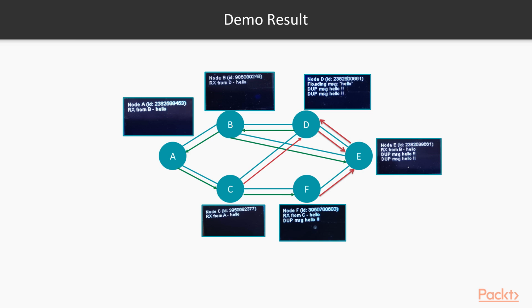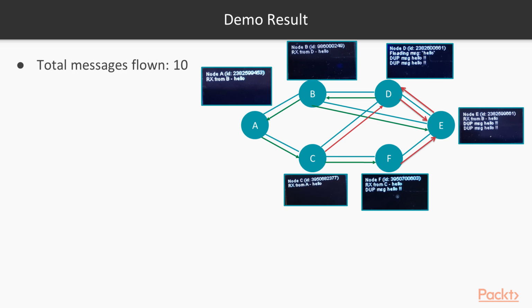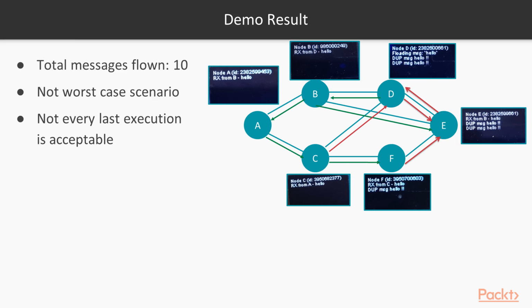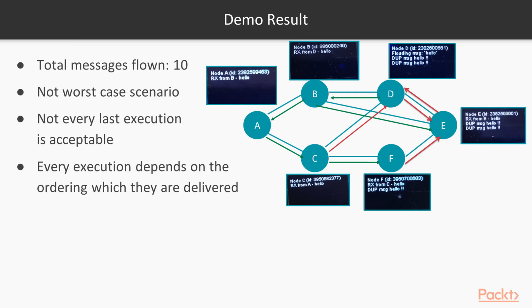Now, looking at the characteristics of the flooding algorithm, which we studied in our section 3, we can see that the total number of messages in this example is 10, which we know is not the worst case scenario. And I'm sure you still remember what the worst case scenario is for the flooding algorithm. Not every execution is identical. Yes, that's true. In some cases, we are receiving duplicate messages and they are getting discarded. Every execution depends on the order in which messages are delivered. Yes, exactly, because we are not going to get the exact same results on the next run. It all depends on when a message is received on another node.